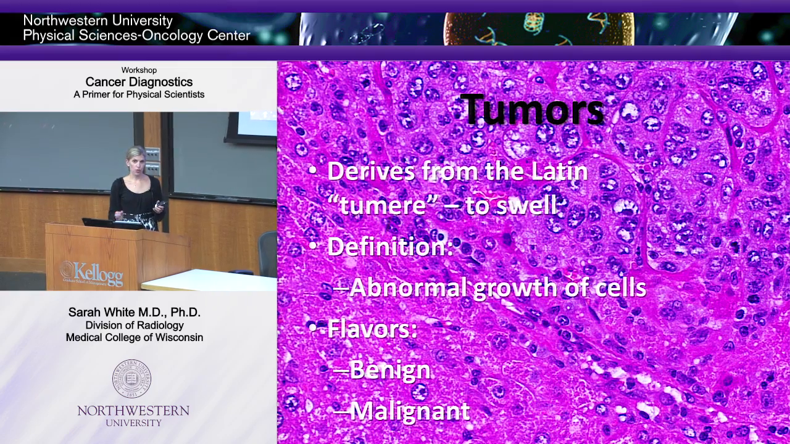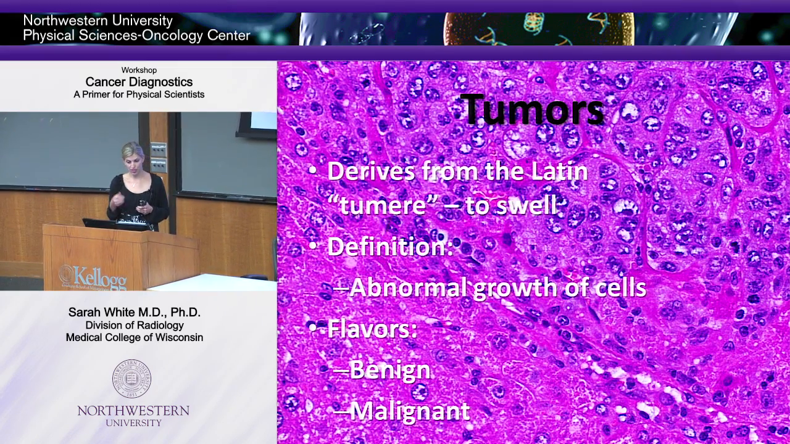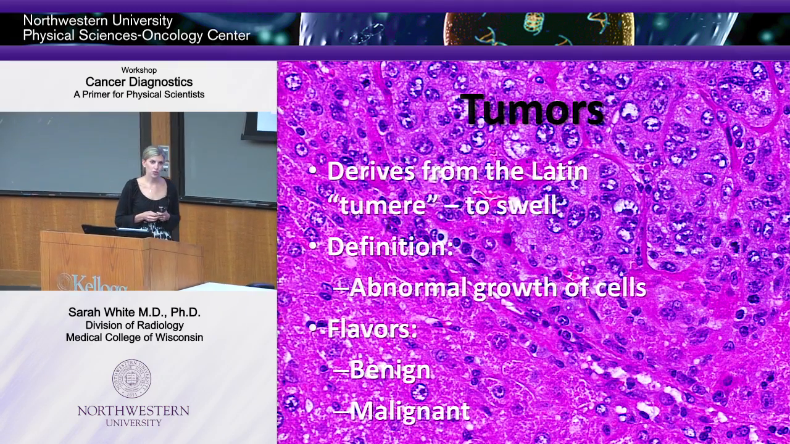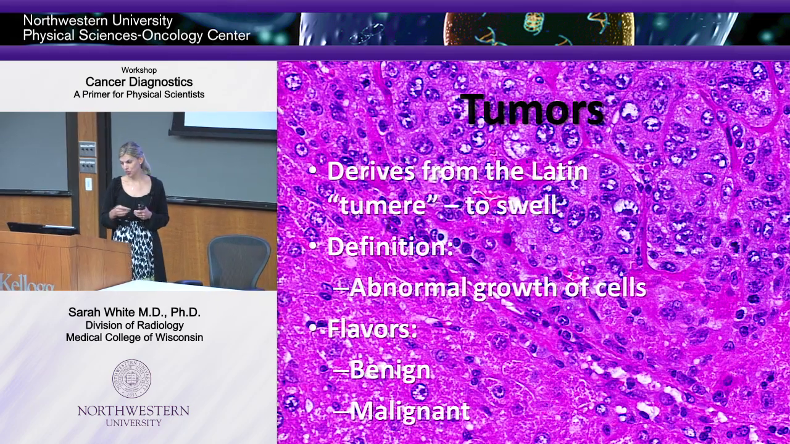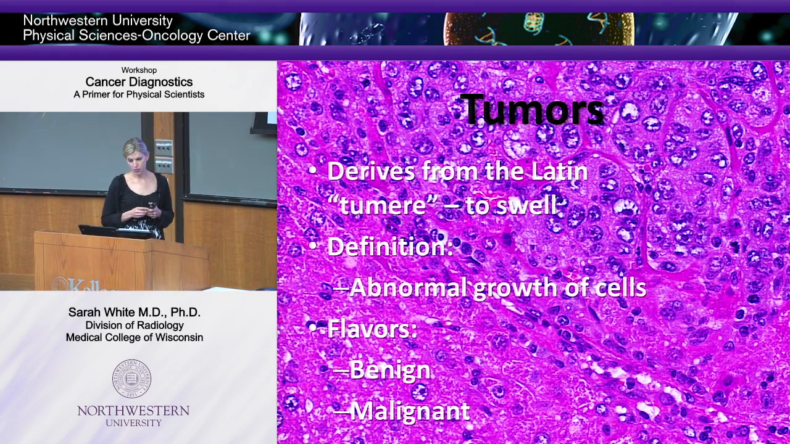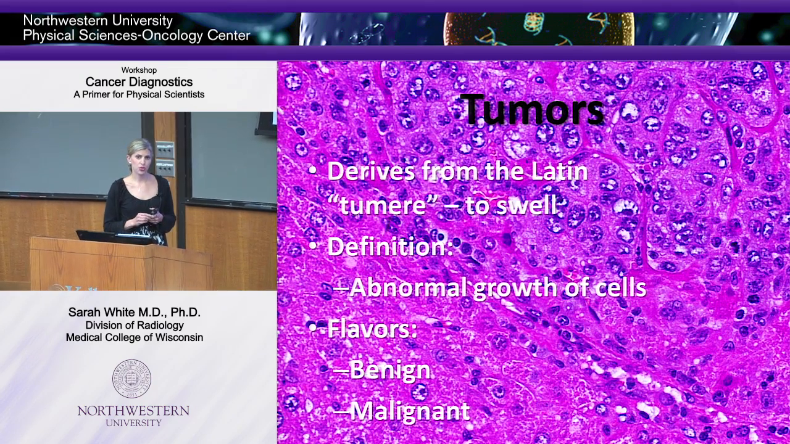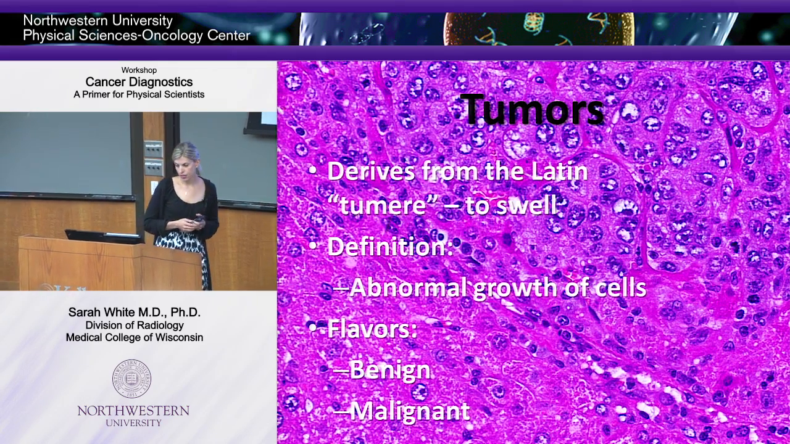So tumors. I'm supposed to talk about tumor imaging. So what's a tumor? Tumor derives from the Latin tumere, and I'm probably not saying that correctly, and it just means to swell. My definition is that it's basically an abnormal cell, and he gave a fantastic talk about what is abnormal. They come in different flavors. There are benign tumors, which you can have and live with for your entire life and they don't kill you. And then there are malignant tumors, which are things that will eventually lead to your demise.